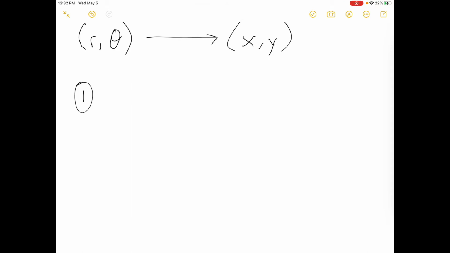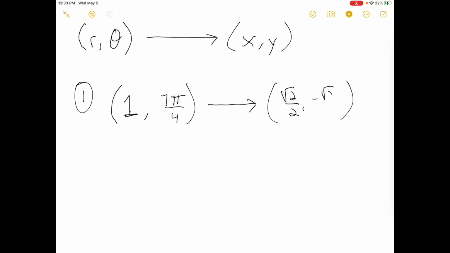Our first example, let's say the radius is 1 and given 7 pi over 4. This is straight off the unit circle. So if you have a radius of 1, just look at the coordinate at 7 pi over 4, and that's in the fourth quadrant, and that's positive root 2 over 2, negative root 2 over 2. That's your answer.